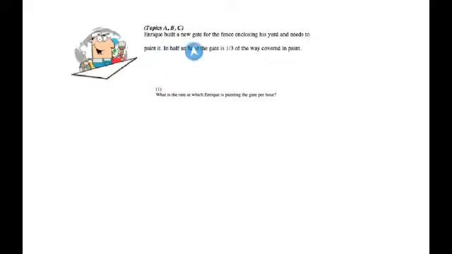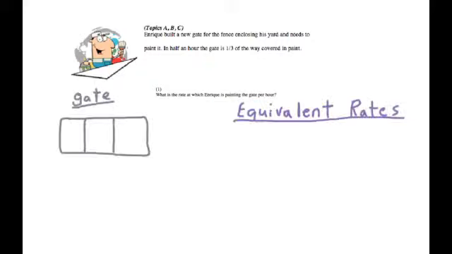Enrique built a new gate for the fence enclosing his yard and needs to paint it. In half an hour, the gate is 1/3 of the way covered in paint. Number 1, what is the rate at which Enrique is painting the gate per hour? So we'll present two strategies to approach this problem. One, a visual model of the gate, and we'll see how that translates to a strategy involving equivalent rates.